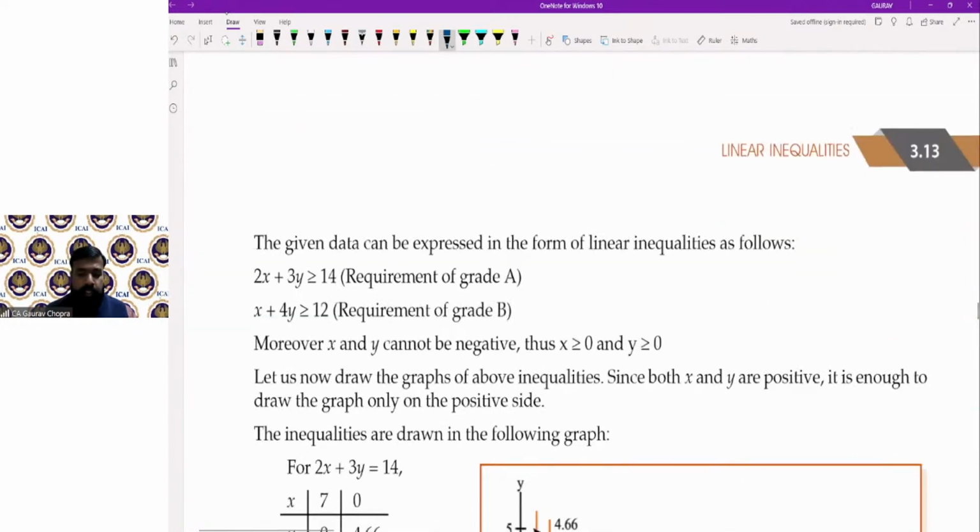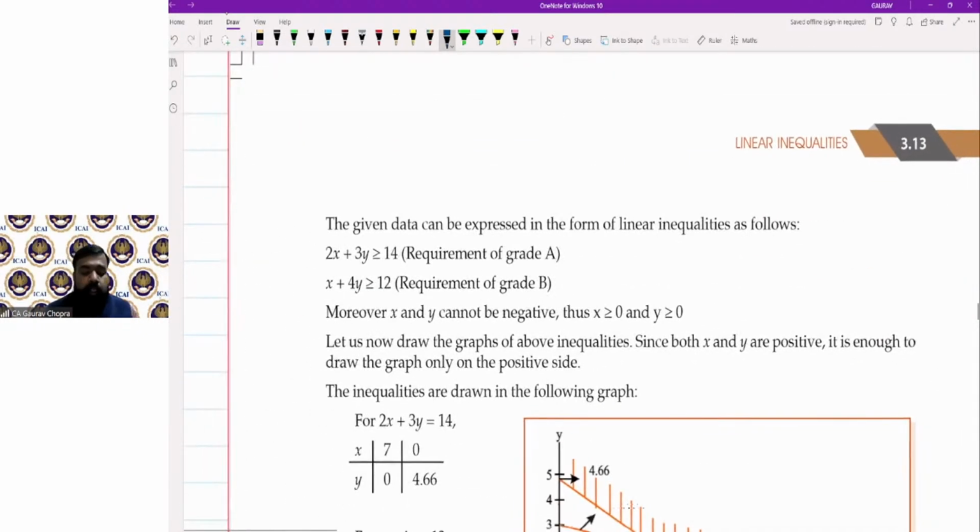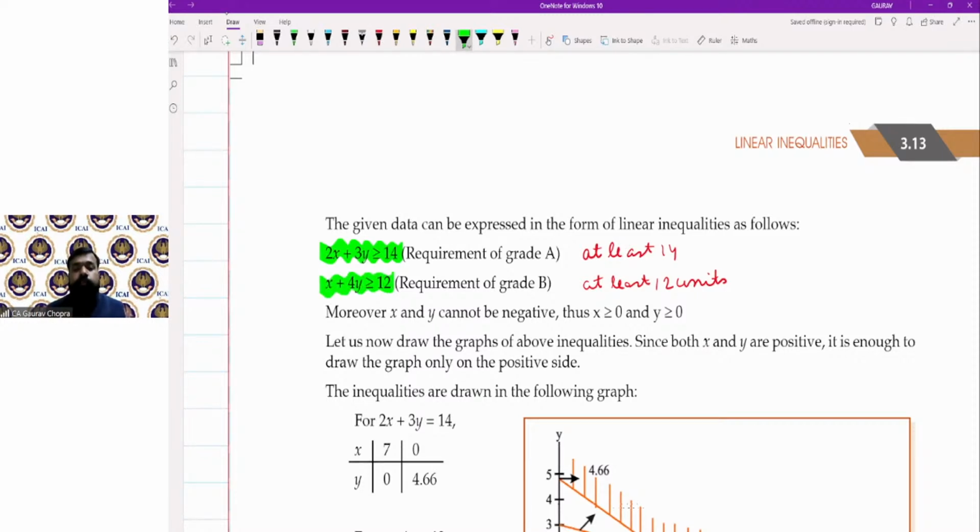So let us convert the same thing into an inequality. So 2X plus 3Y should be greater than or equal to 14. Why is it greater than? Because at least was written. At least 14 units and at least 12 units. Only because of this "at least" we have used the greater than sign here.